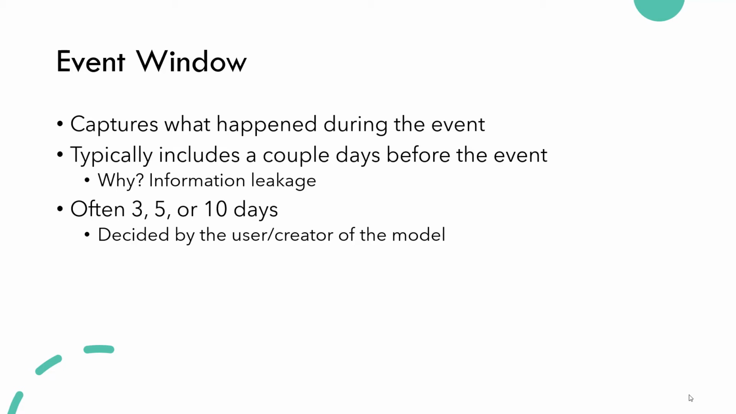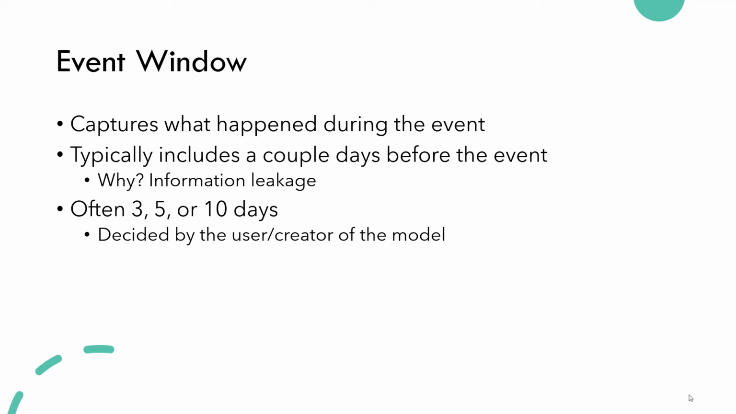Depending on potential information linkage, you could try to get a broader window for this event-specific reaction. So you can have up to 10 days. This window is typically decided, again, by the user. So you get to pick the estimation window, you get to pick the event window, and of course, it will also pick this post-event window, which we'll talk about here in just a second. So decided by you, the creator of the models, but standard is going to be 3 or 5 days or sometimes 10.